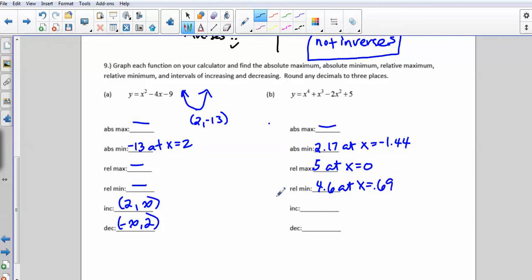So you were increasing twice in this graph. You were increasing from when x is negative 1.44 until it was 0. And then you were increasing again from when x was 0.69. Oops, I have an extra 0 there.